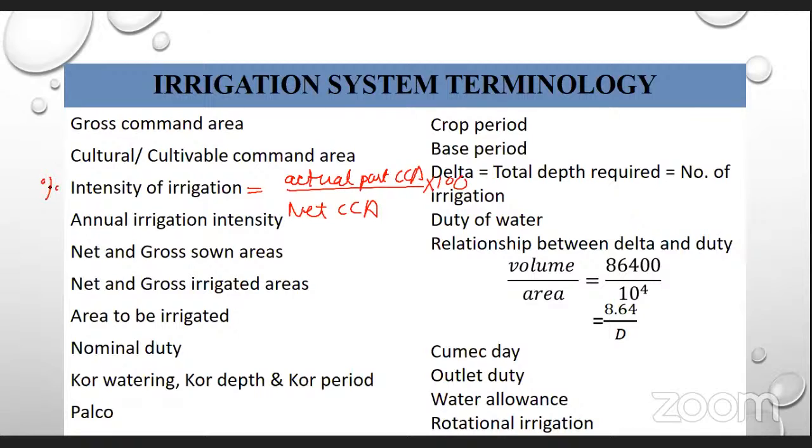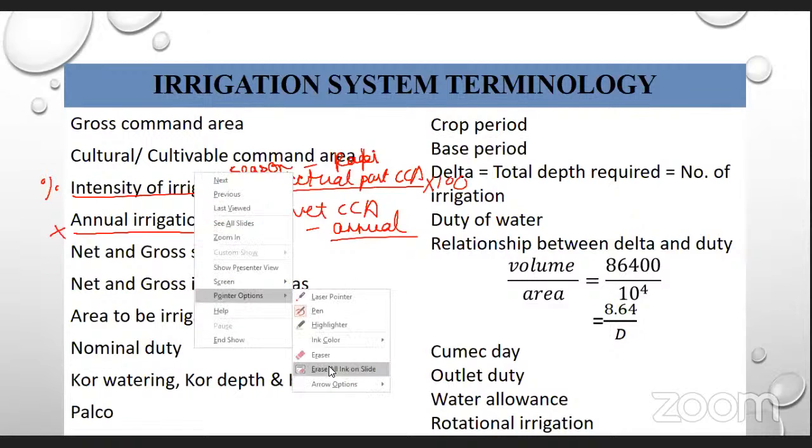This intensity of irrigation can be calculated for each season also, for rabi, kharif, and zaid. And if we calculate this intensity of irrigation for the annual, meaning how much area we actually irrigate in one year, divided by the total cultivable command area, into 100, then that is known as the annual irrigation intensity.